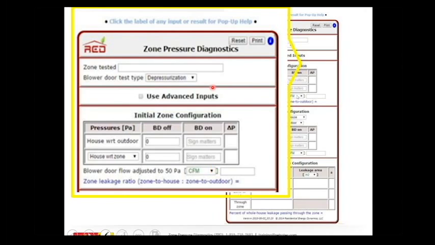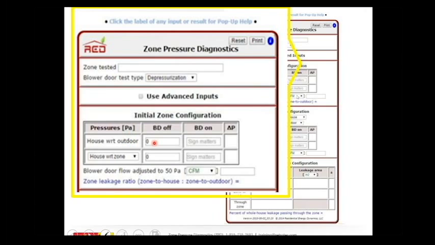The great thing is you'll see up here it says to click the label of any input or result for a pop-up to help. So if you're trying to figure out how to work this stuff, you just linger over it. Of course this isn't a live picture, but if you linger over it, you're going to get a pop-up and it's going to tell you what that's used for and how to fill it out.